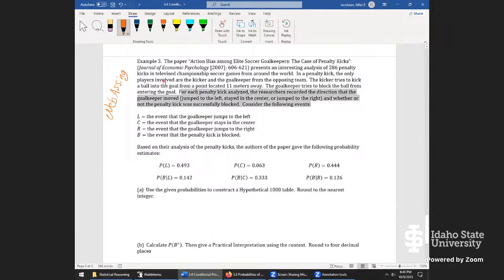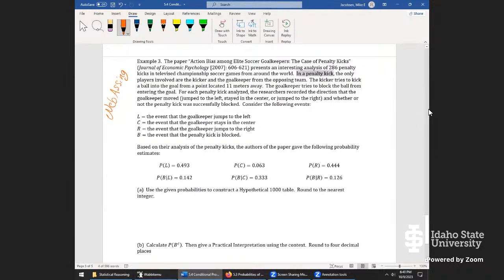And first, we've got to get through this block of text right here. It says, the paper "Action Bias Among Elite Soccer Goalkeepers: The Case of Penalty Kicks," in the Journal of Economic Psychology in 2007, presents an interesting analysis of 286 penalty kicks in televised championship soccer games from around the world. So that's our context. I did us a solid here, in case you're not familiar with how this goes.